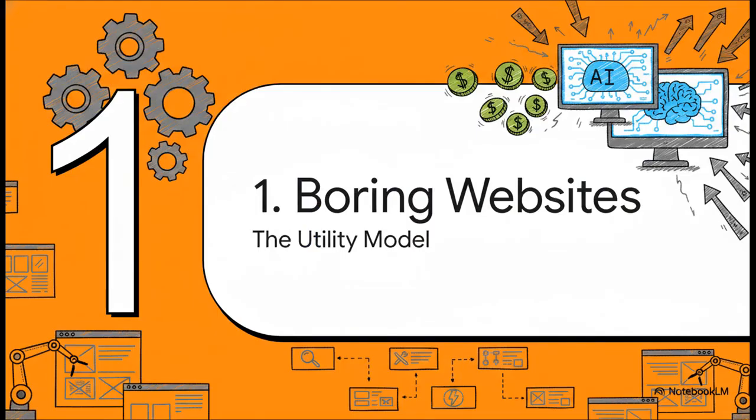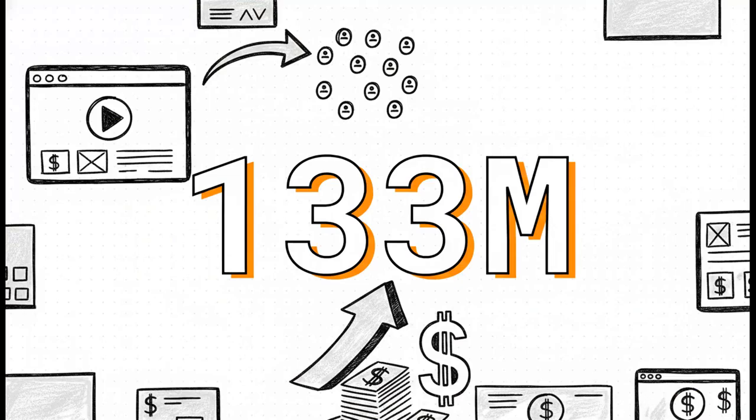Section 1, the boring website model. So to really grasp this, consider the sheer scale of the utility model. Take speedtest.net, for example. When you want to check your Wi-Fi speed, you go there, click a big button, and get a free test. Simple, right? But look at the numbers behind that simple action.